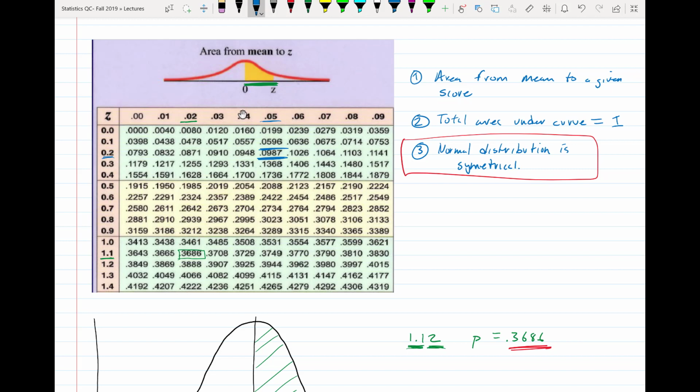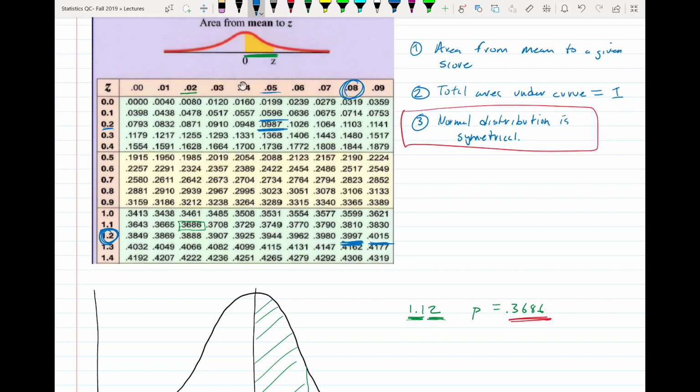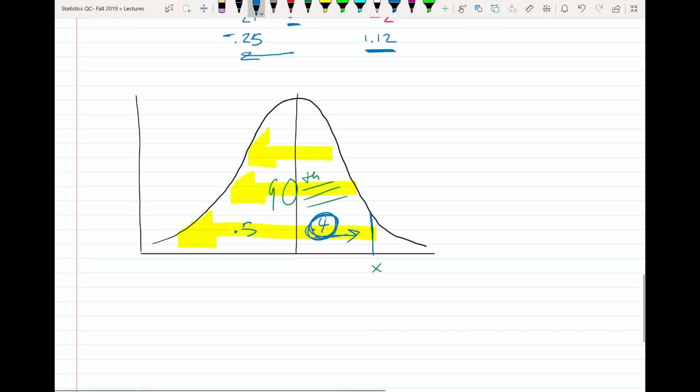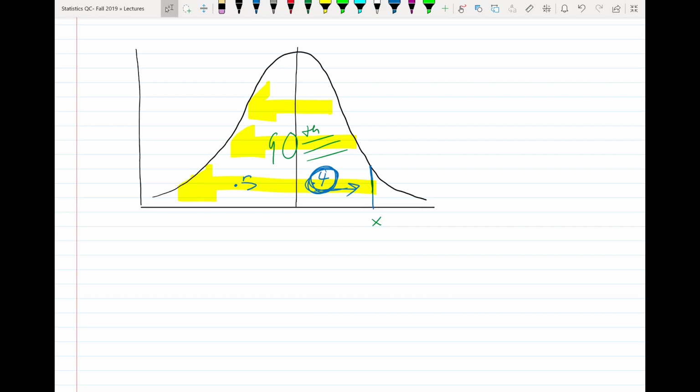So we'll look through the table here, and let's see, what do we have? We have over here 0.3997 or 0.4015. 0.3997 is closer. So what's the z-value associated with that? That is going to be 1.28. So I'll scroll back down here. 1.28. And that's our starting point.